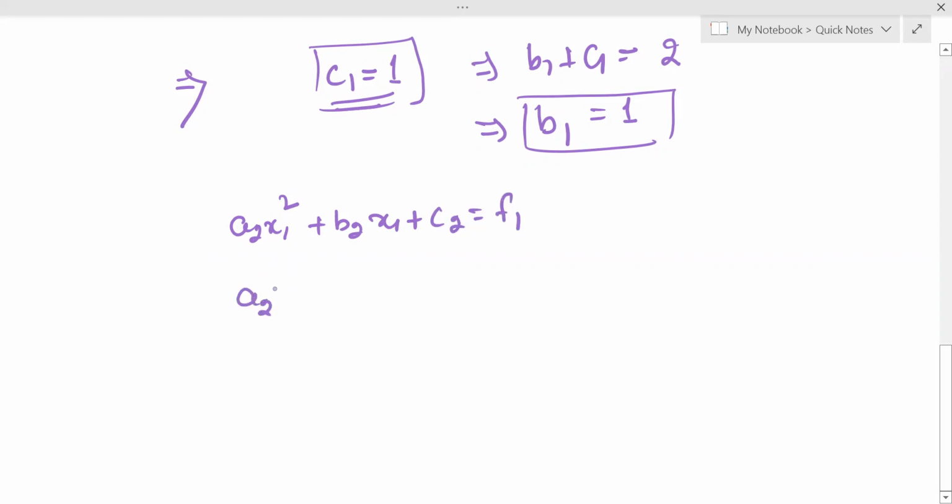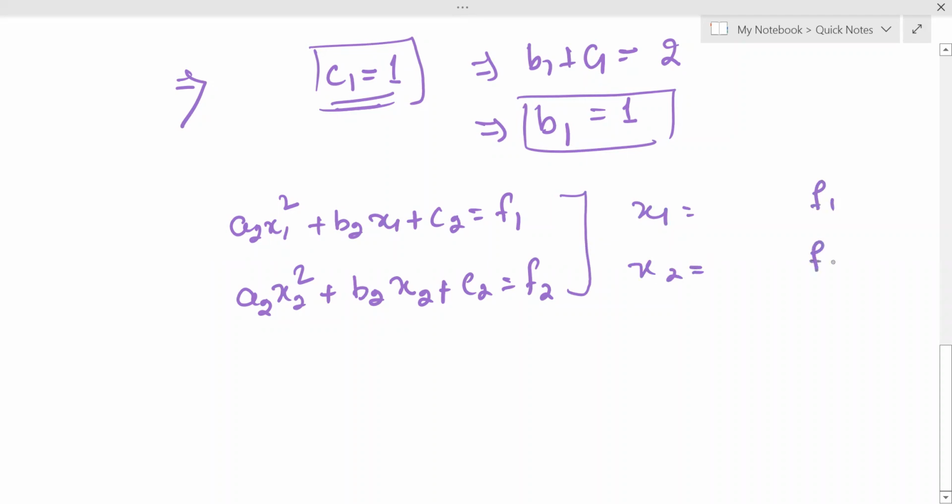A2 x2 square plus b2 x2 plus c2, which is equal to f2. And just see the data here. Already this data is given here, x1 value and x2 value also given, and f1 value and f2 value also given. So here is given x1 is equal to 1, x2 is 2. F1 is 2. This is 31.